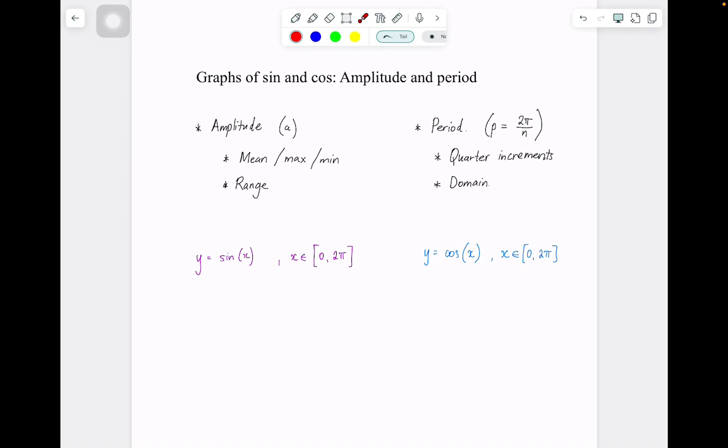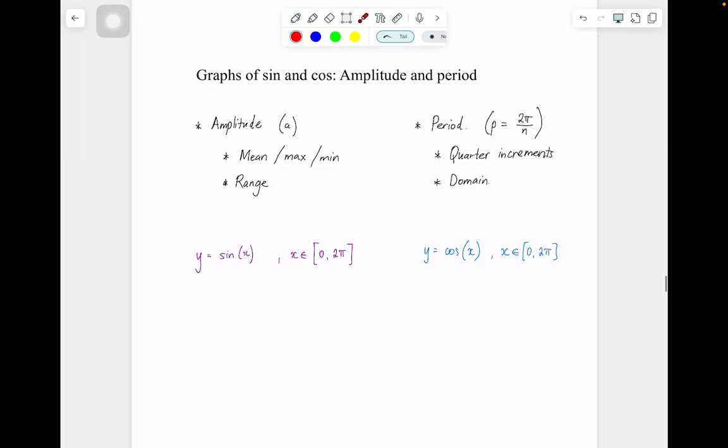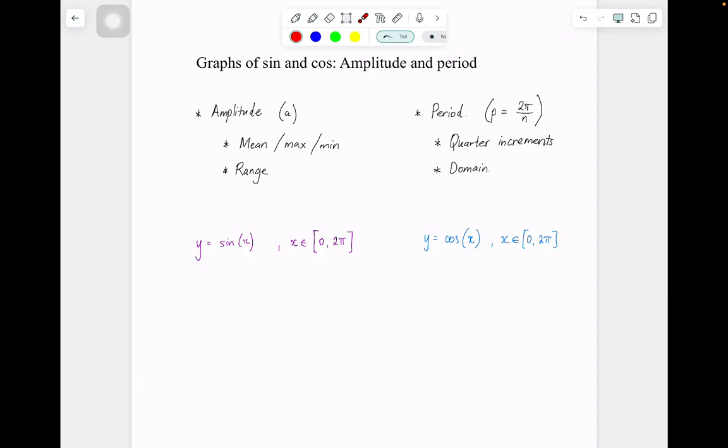In this video, we'll be covering the graphs of sine and cos with a focus on amplitude and period. The amplitude is how high or how low the sine or cos graph fluctuates. And so the concepts associated with the amplitude will be the mean, the maximum, and the minimum. And the amplitude helps you define what the range is of the graph.